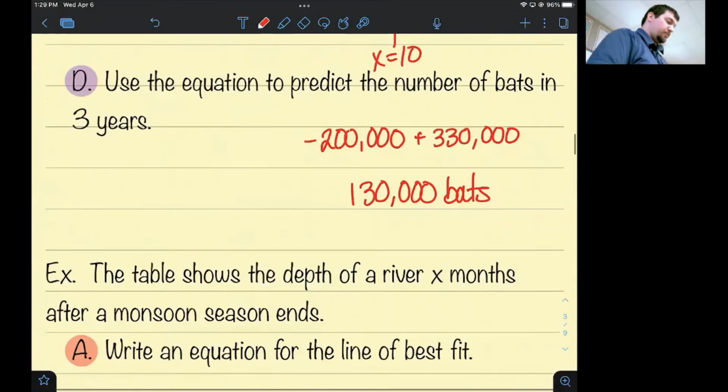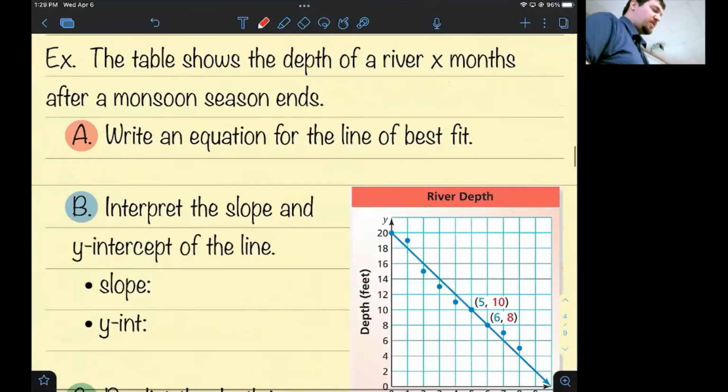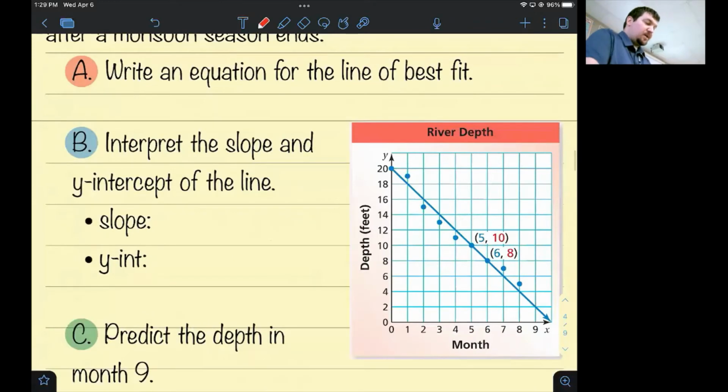Yeah, it's true. All right, next one. The table shows the depth of a river X months after a monsoon season ends. Write an equation for the line of best fit. They've graphed the line of best fit for us, so we have to write the equation of the line, and that's obviously going to be in slope-intercept form. What is the B value or the Y-intercept of our line, Chloe?